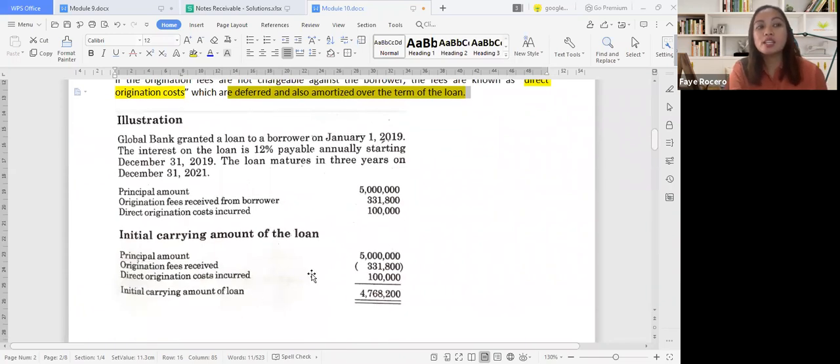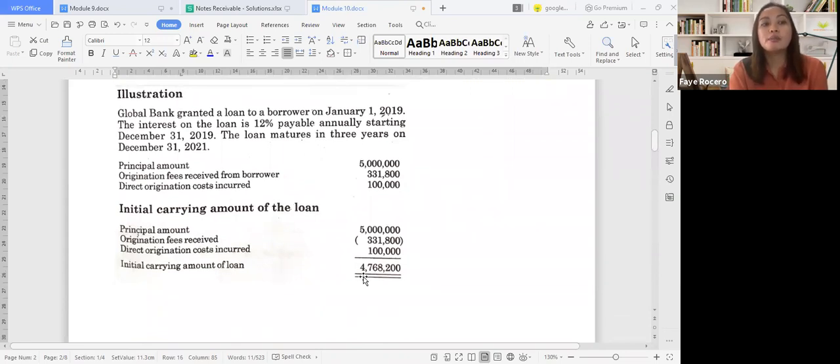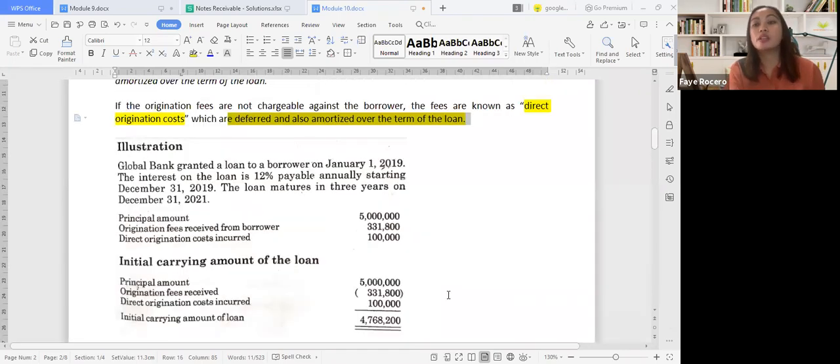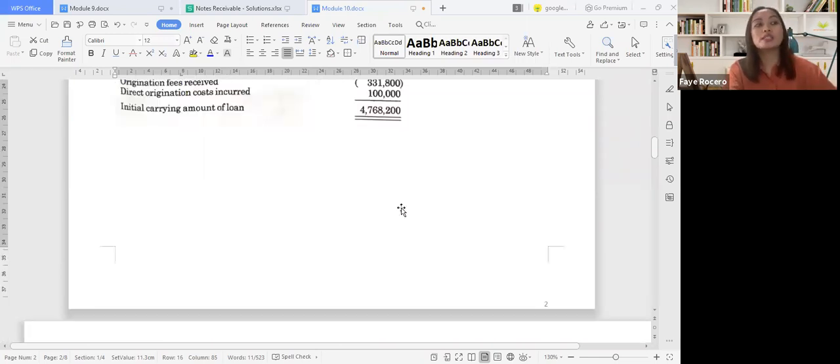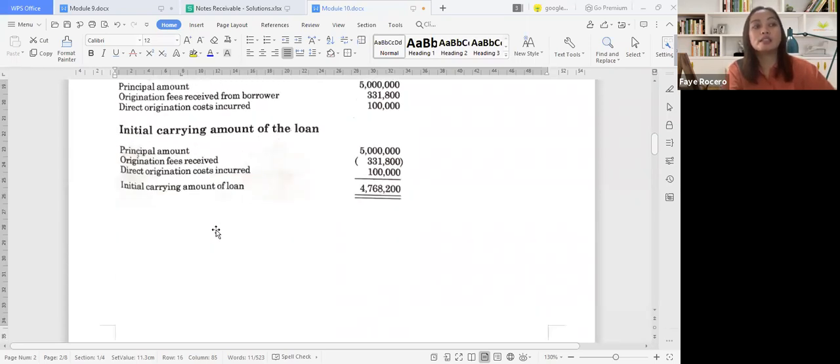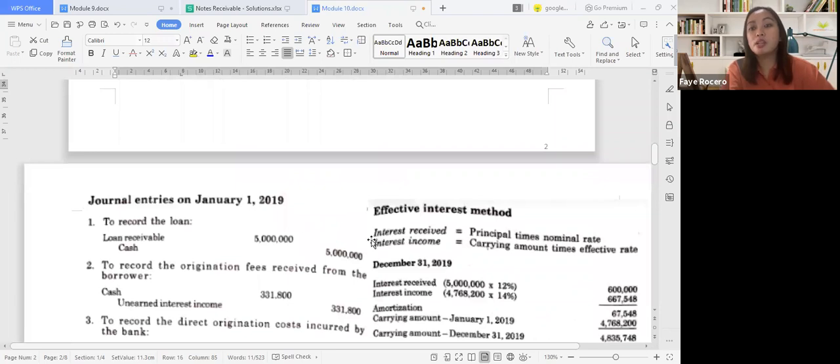So to get the initial carrying amount of the loan, 5 million, we deduct the origination fees received from the borrower, then we add the direct origination costs incurred. 4,768,200 is the initial carrying amount of the loan. And then how do we record it? In our books, journal entries on January 1, 2019, debit loan receivable equal to the amount, 5 million.